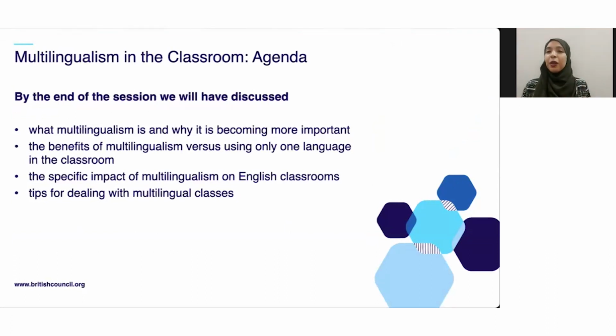So by the end of this webinar, we will have discussed what multilingualism is and why it is becoming more and more important nowadays. We will also talk about the benefits of multilingualism in our classrooms versus using only English, as the very famous debate. We will also dive into the specific impact of multilingualism in the English classroom and how multilingualism can affect the learning outcomes. And finally, we will share some tips and resources to help you effectively manage your multilingual classroom.